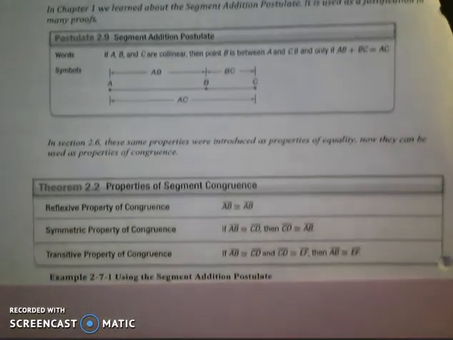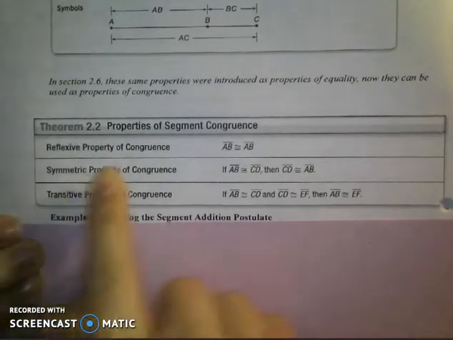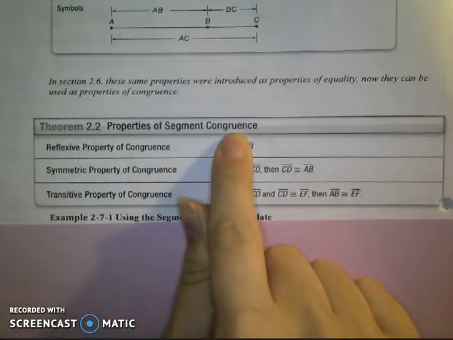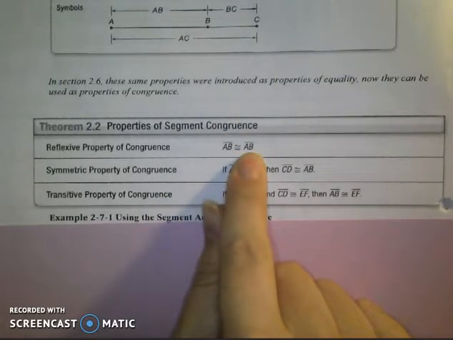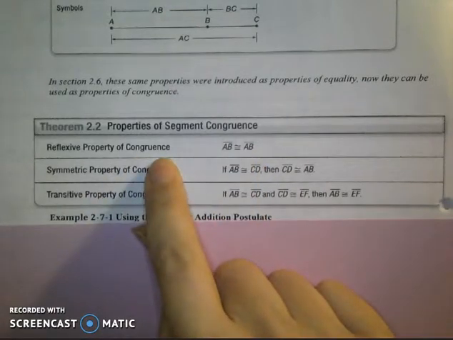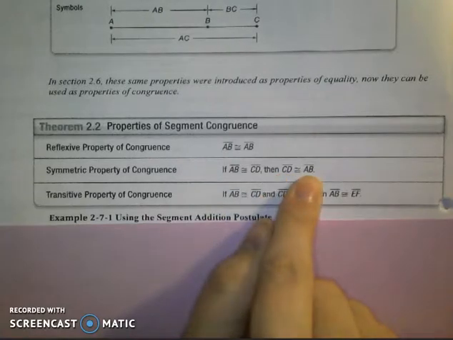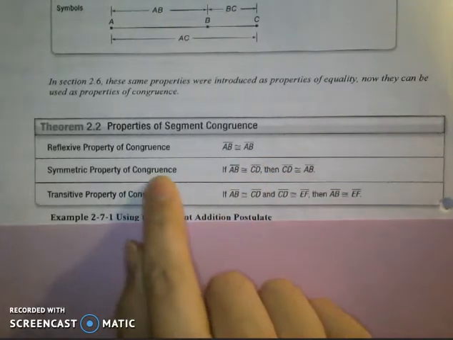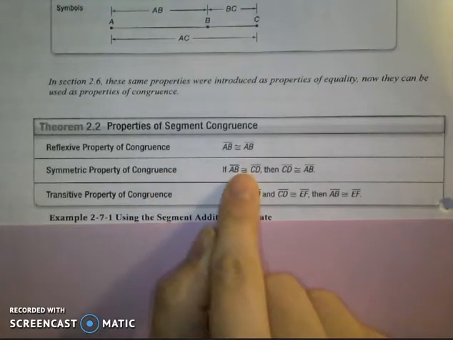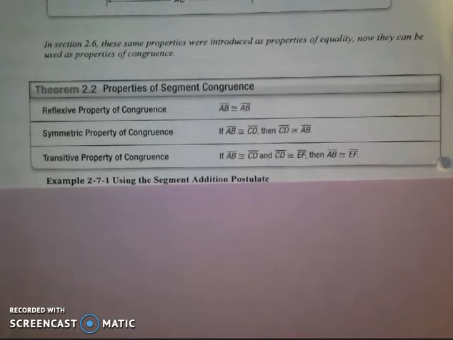And just a reminder that we have our reflexive, symmetric, and transitive properties. We can actually use these properties for congruence as well, not just of equality. So segment AB is congruent to segment AB by reflexive property of congruence. AB is congruent to CD, then CD is congruent to AB, where we kind of flip it and it's symmetrical, symmetric property of congruence because we're using congruent symbols here. And the same thing with transitive.